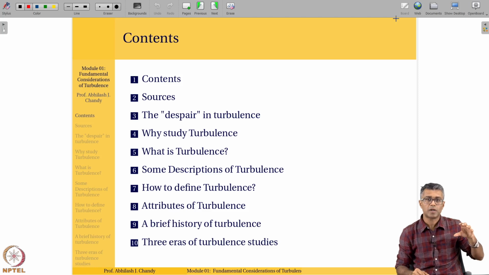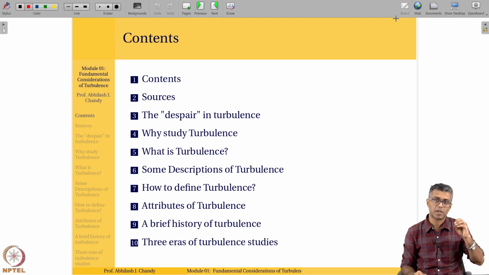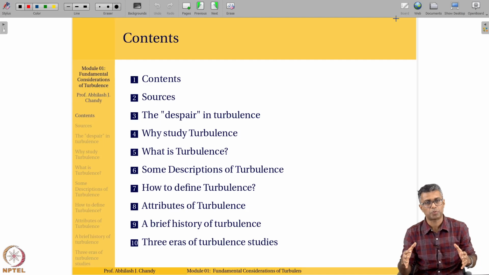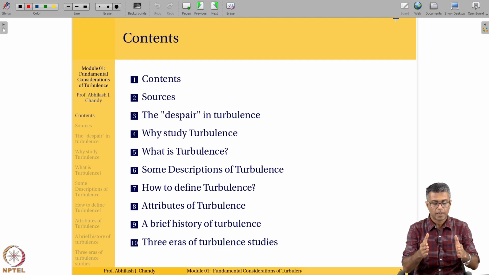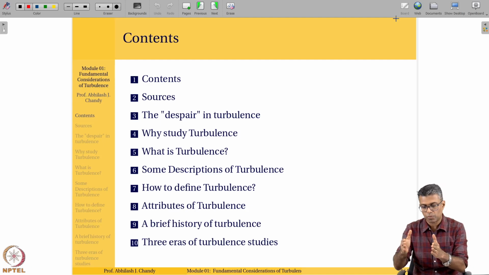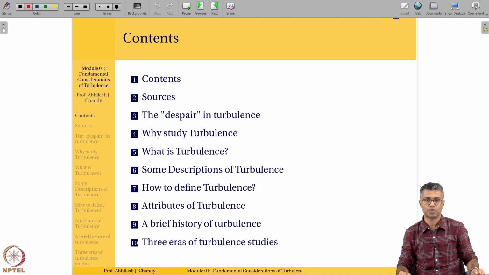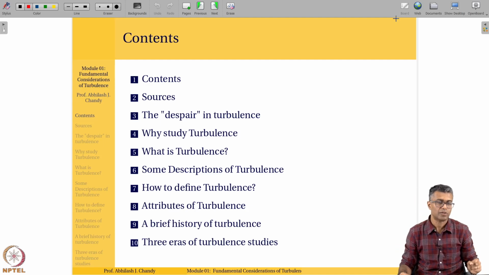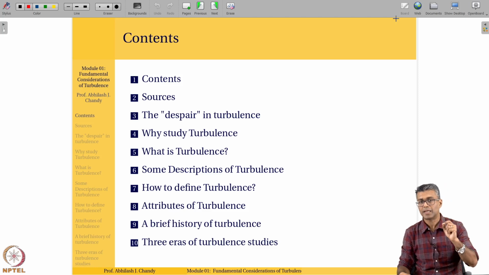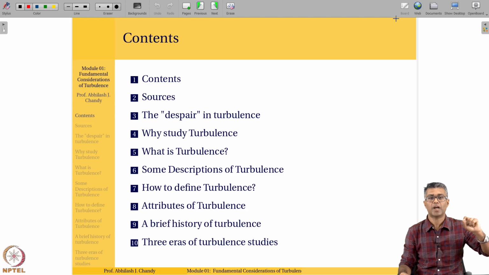And as we are trying to define turbulence, maybe let's start to look at some descriptions of turbulence, see whether we can understand turbulence through that, define turbulence through that. That will lead us, from the definition, to looking at some attributes of turbulence, some basic characteristics of turbulence, something that is always there in a turbulent flow, something that distinguishes a turbulent flow from the other kind of flow, which is laminar flow.